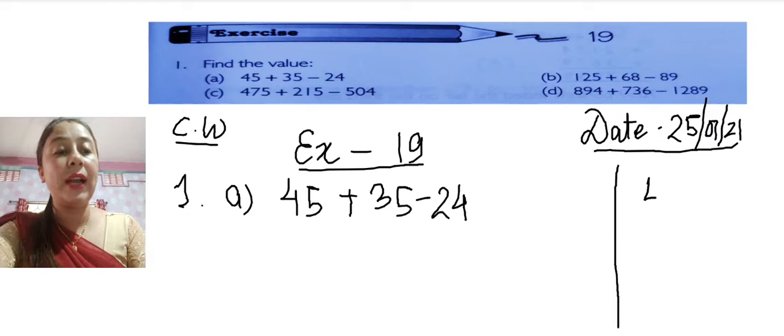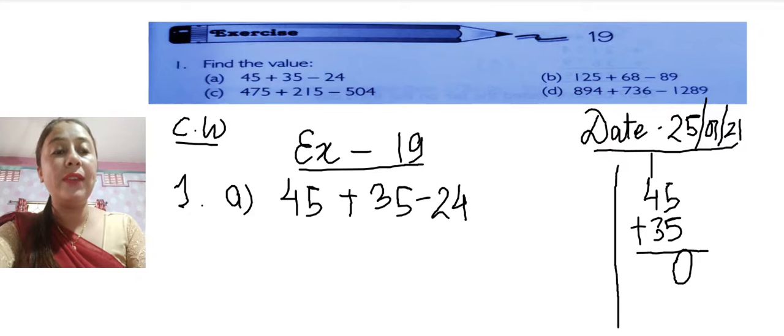When you add 45 with 35, 5 plus 5 is 10. 0 I will write here, 1 I will write here. 1 plus 4 is 5, 5 plus 3 is 8. So what you got? You got 80. You will put an equals sign here. You will write 45 plus 35 is 80 and minus 24 is already there.